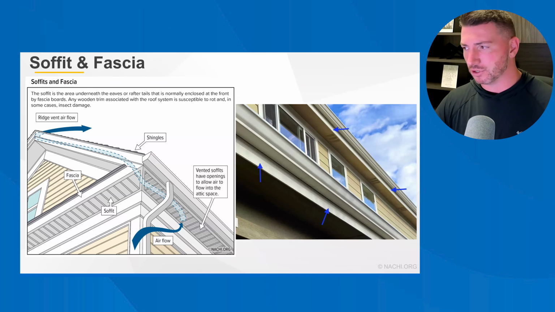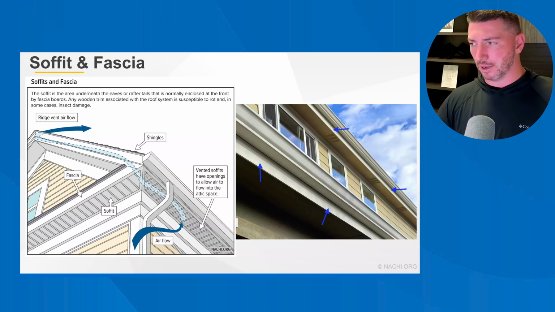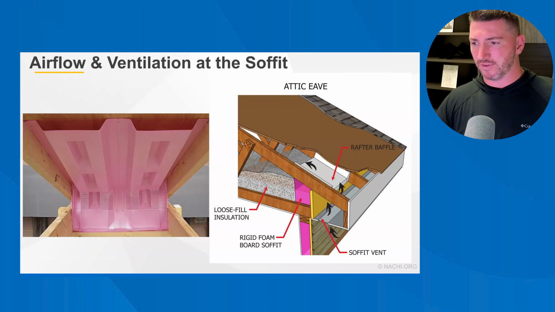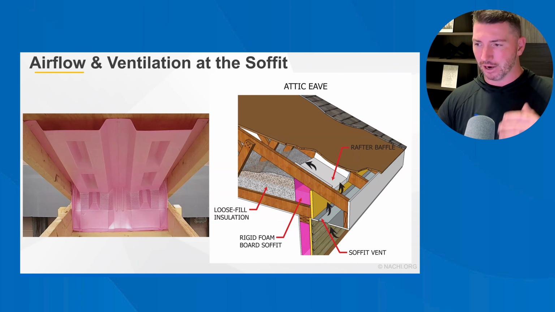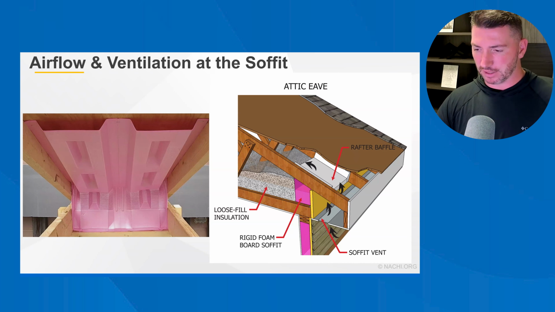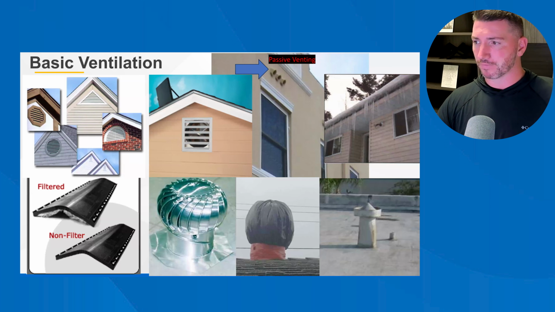Soffit and fascia, usually the passive ventilation you're looking at is under the soffit. For the airflow ventilation at the soffit, they use baffles to hold back the insulation so that it allows air to come through and ventilate through the attic space. The basic ventilation you see is typically passive, but you have active ventilation there in the middle. You've got a fan that's powered.